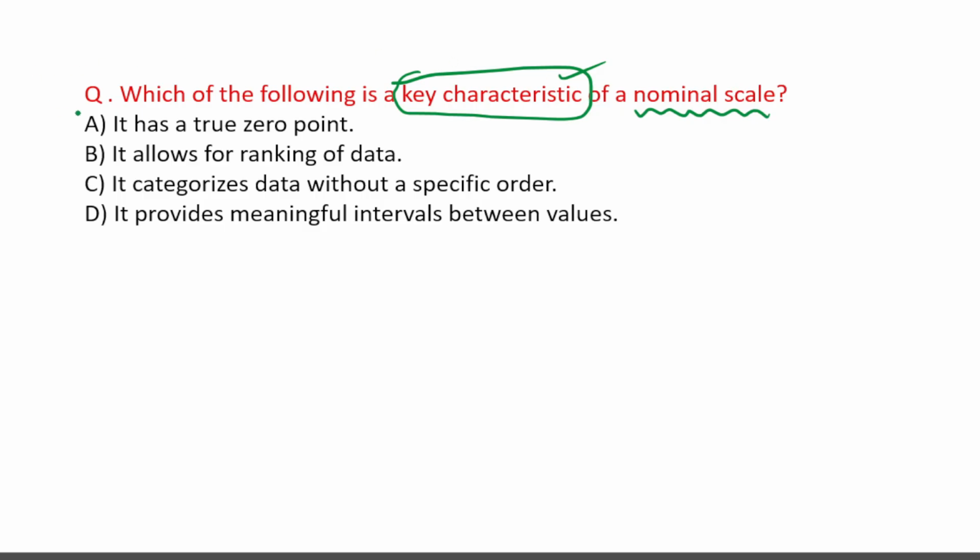It has a true 0 point? No. It allows for ranking of data? No. It categorizes data without a specific order? Yes, this is acceptable. The last one, that it provides meaningful intervals between the values? No, even this is not the answer. So the answer for this question is that it categorizes data without a specific order is a key characteristic of a nominal scale from the options given.